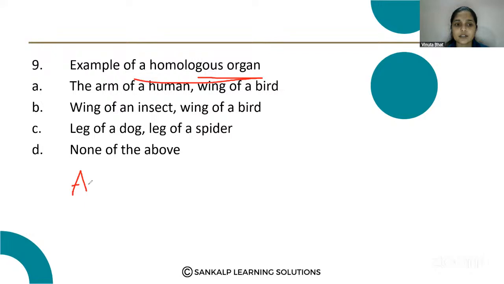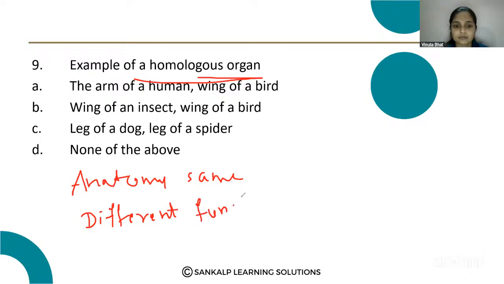So where the anatomy is same or the structure is same, but they have different function. Okay. So the arm of human and the wing of the bird. Wing of insect and wing of bird, they show the similar function, and that is analogous.